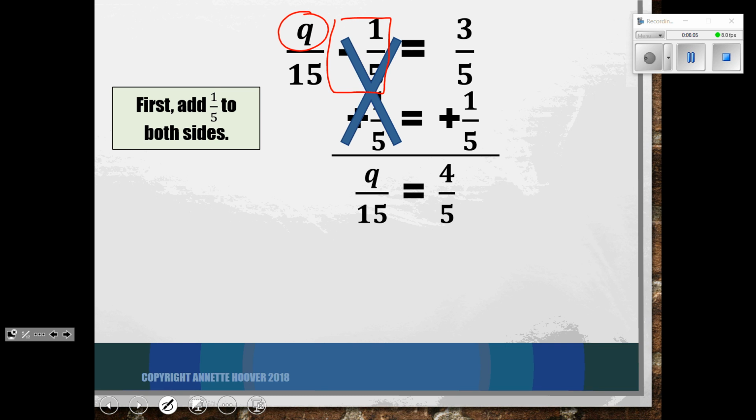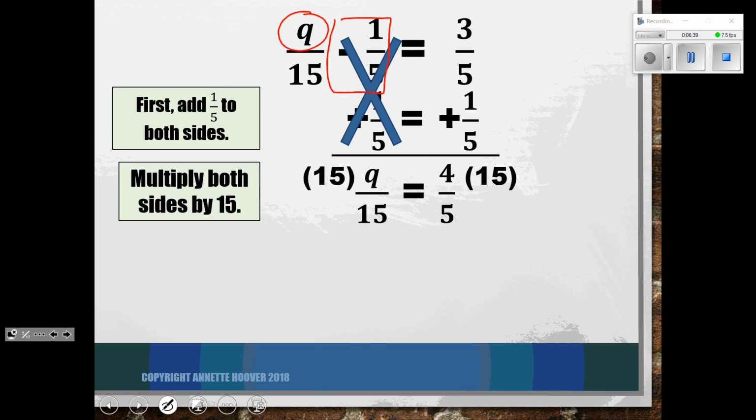Now we have the variable being divided. This is divided by 15. So now we're going to multiply both sides times 15. And with a fraction, that would be the same thing as 15 over 1. Now if you look over here, you'll see that we can do our cross-canceling to make our life easier. 5 and 15 are both divisible by 5. So that would be 1 and 3. And that gives us 4 times 3 on top. And 4 times 3 is 12.